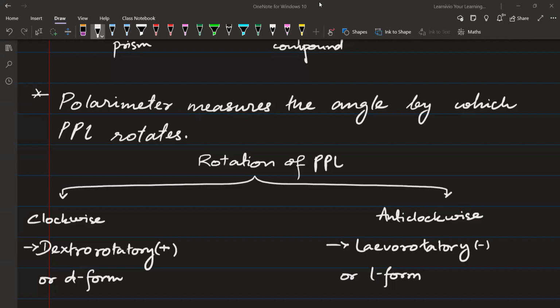So the compounds which rotate the plane polarized light in clockwise direction will be dextrorotatory. The one which rotates in the anti-clockwise direction will be levorotatory. Raise your hand once you're done.